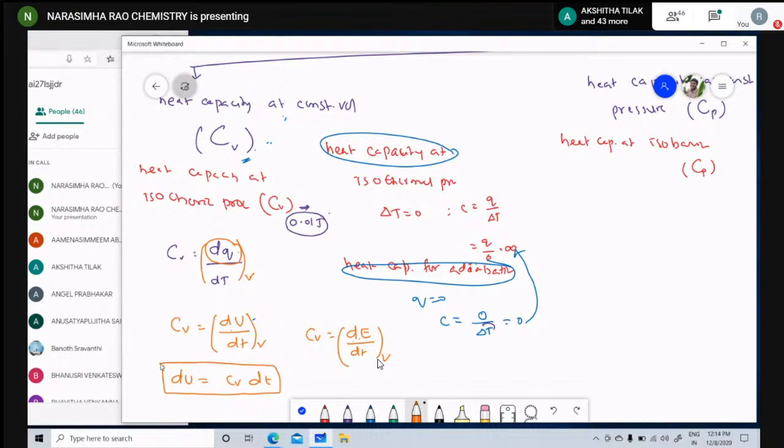If we take n moles, it is n Cv dT. This is for 1 mole; if we consider n moles, it is n Cv dT. It's clear: Cv delta T, n delta T. Children, do you understand? Once again, I will explain.